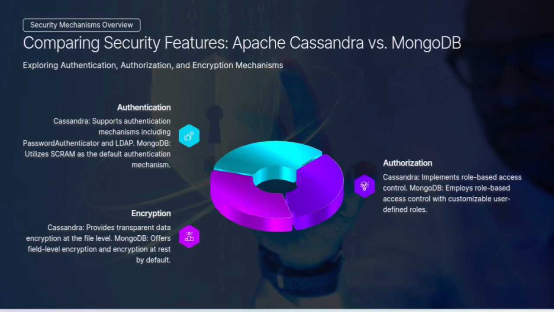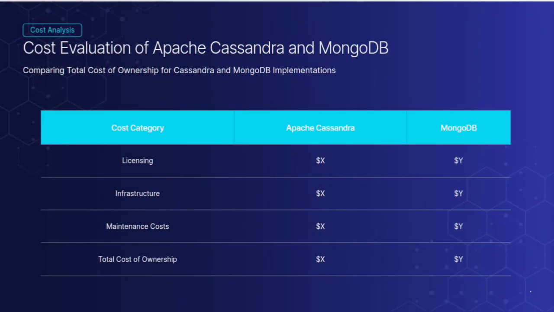Now let's compare the security features. Apache Cassandra and MongoDB both offer robust security features including authentication, encryption, auditing, and monitoring to protect data and ensure compliance with security standards. Evaluating security features should consider specific requirements such as data sensitivity, regulatory compliance, access control policies, and security best practices. Let's talk about cost evaluation.